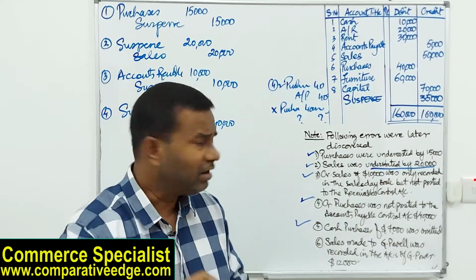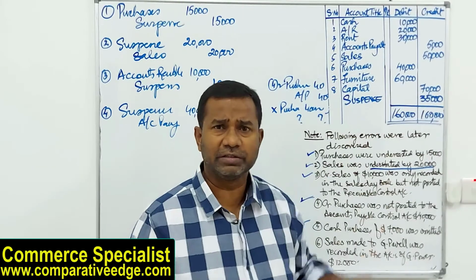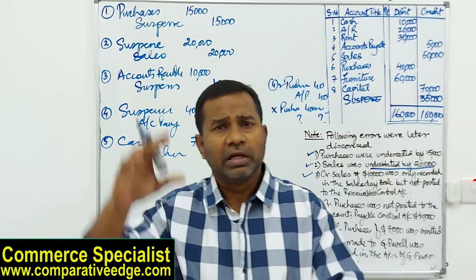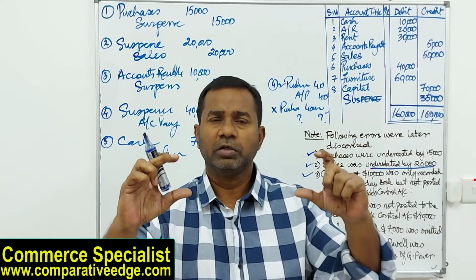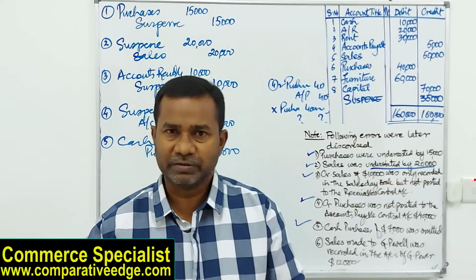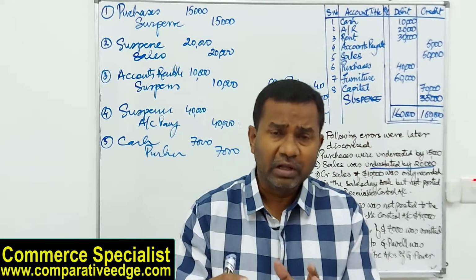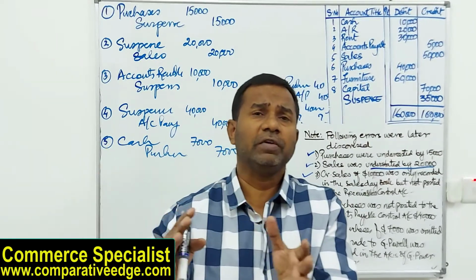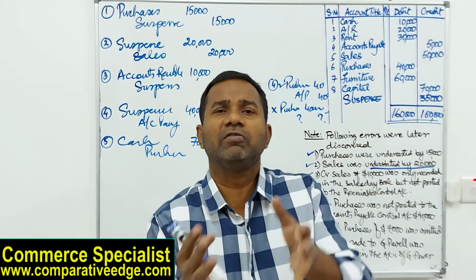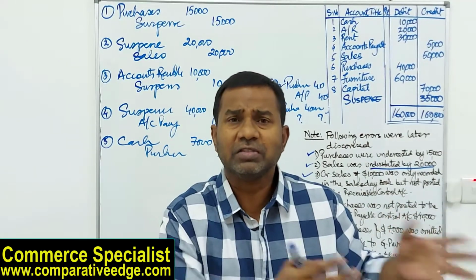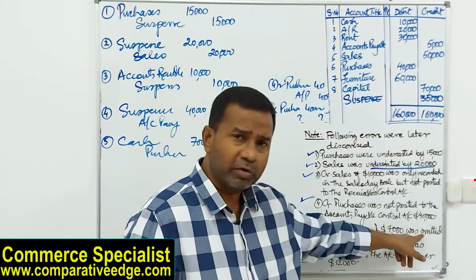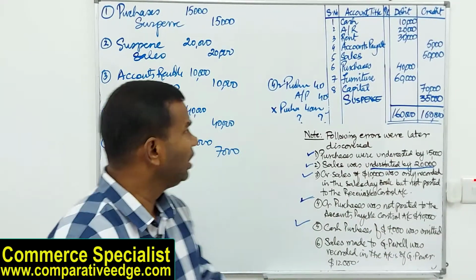So the correction for this is one of those 7 errors. And if you have this error, it will not have an effect on the trial balance agreement, the balancing. Because if there is an omission, debit and credit both are not recorded. So if nothing is recorded, it will not affect the agreement of the trial balance. Remember, the 7 errors which I discussed in my previous video do not cause the trial balance to be imbalanced. And this is one of those errors. We call it error of omission. Error of omission doesn't have an effect on the suspense account.